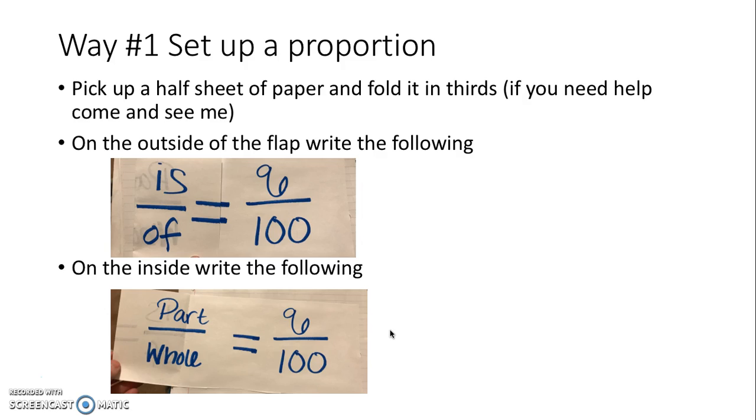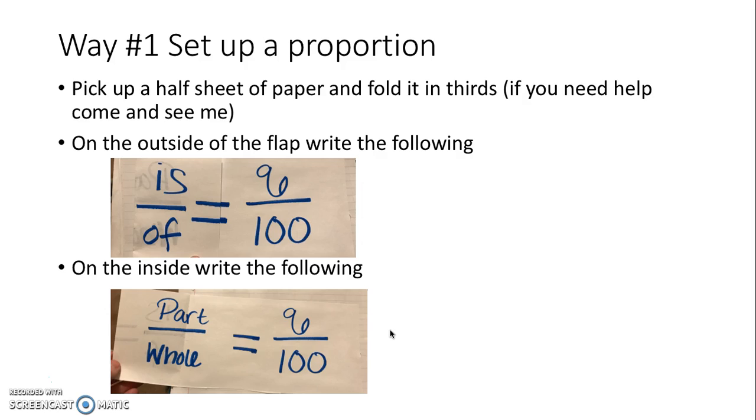At this point, I need you to come and pick up a half sheet of paper and fold it into thirds. If you're unsure how to fold it or these steps don't make sense, please come and see me. I will be happy to talk and help you through this step. You're only going to be folding that left flap in. The right flap will always be staying open.